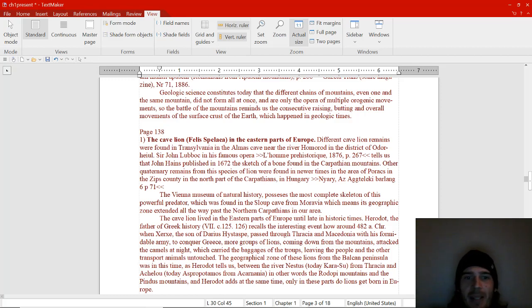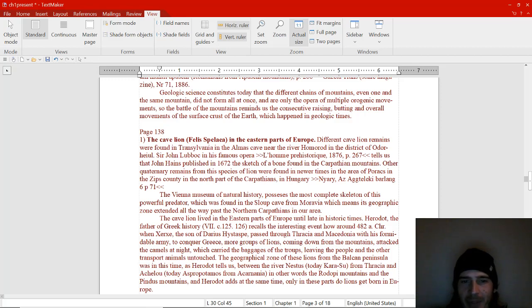So different cave lions remains were found in Transylvania in the Almas cave near the river Homorod in the district of Odorheiu. Sir John Lubbock, in his famous opera L'Homme Préhistorique, page 267, tells us that John Haynes published in 1672 the sketch of a bone found in the Carpathian Mountains. Other quaternary remains from the species of lion were found in newer times in the area of Porax in the Zips county in the north part of the Carpathians in Hungary, according to Nyári az Teleki.